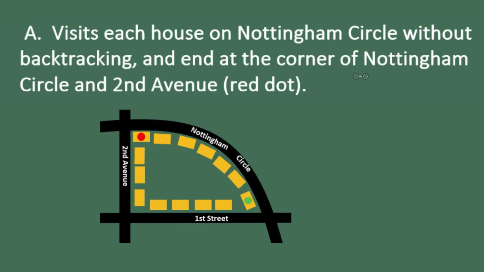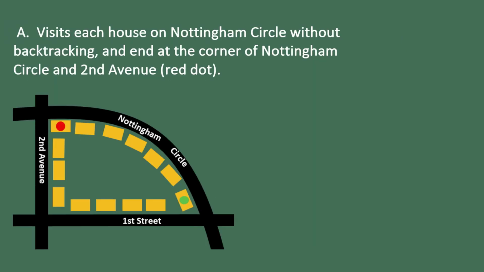So in part A, the situation is that after being dropped off at the corner of First and Nottingham at the green dot, they're going to visit each house on Nottingham Circle without backtracking and end at the corner of Nottingham Circle and Second Avenue at the red dot. So they're going to go from here to here to here to here to here to here to here. And we want to know, is that a walk, path, trail, or more than one of these?